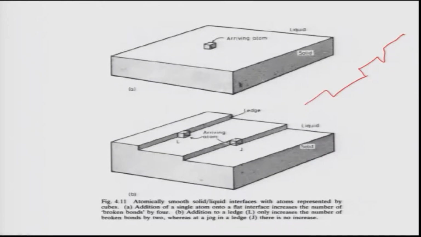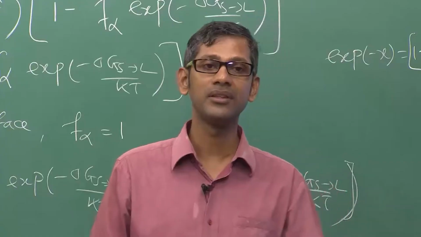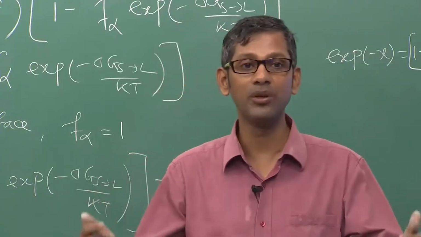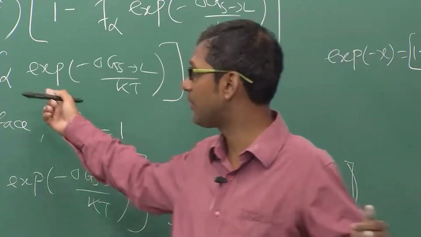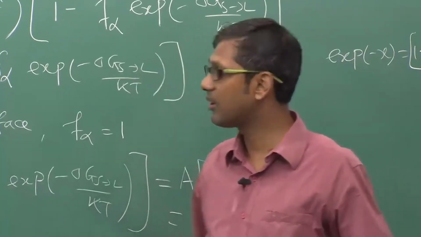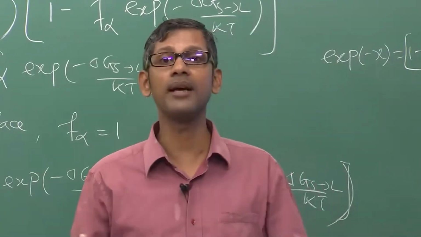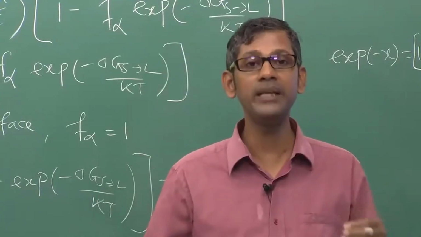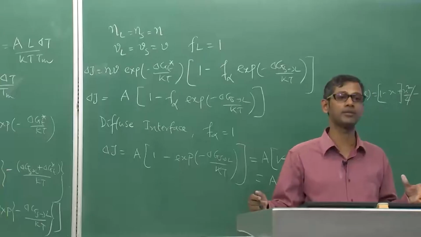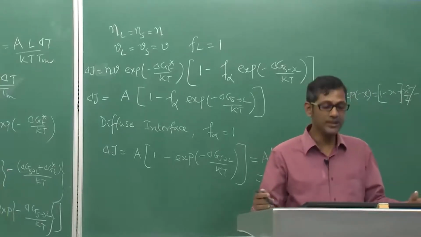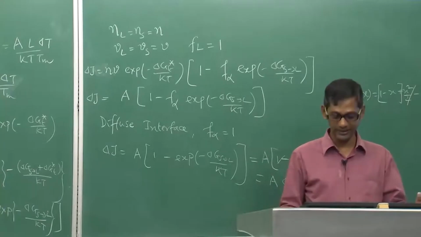diffuse interface. In the diffuse interface, we assume F alpha to be equal to F solid, where alpha is a solid phase and is 1. That's no longer valid here. F alpha will be a fraction, and it will be a very low fraction, let me tell you. So how can these ledges or these kinds of things be created?